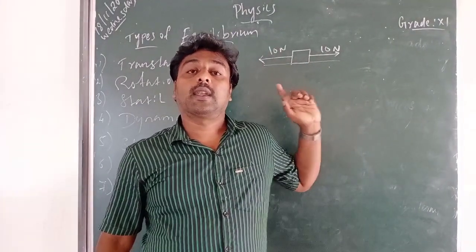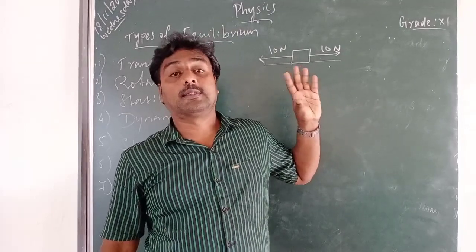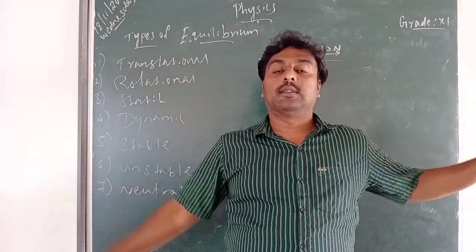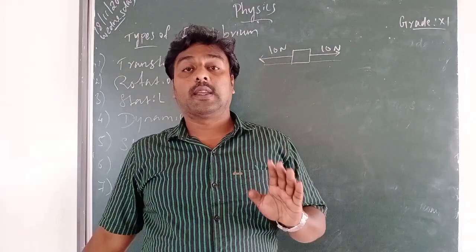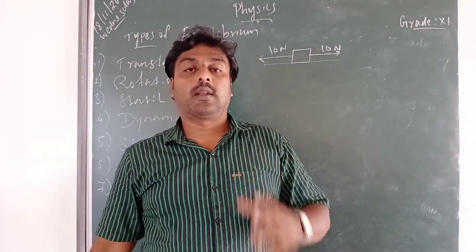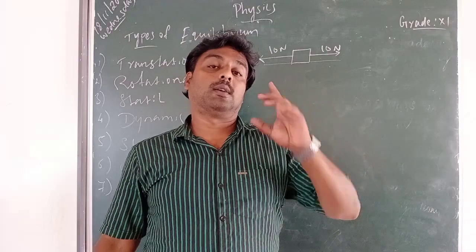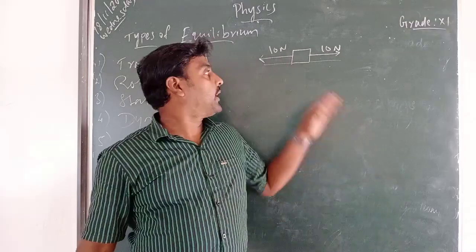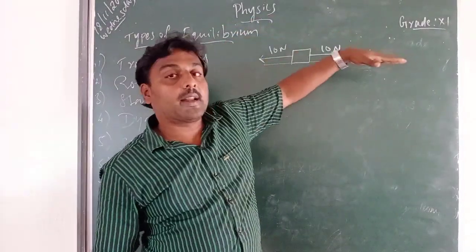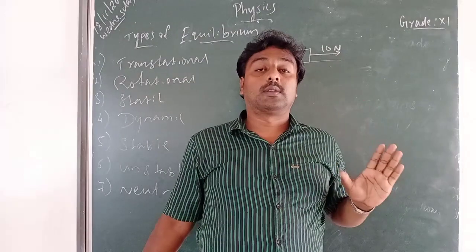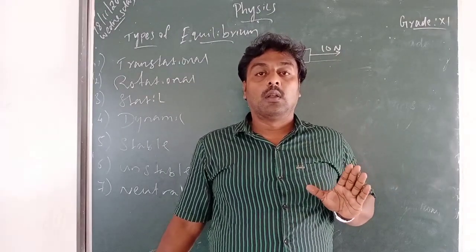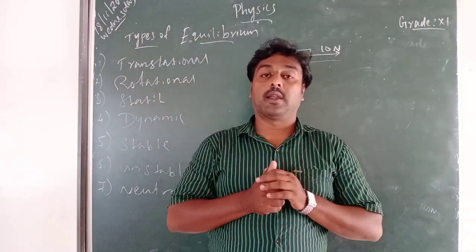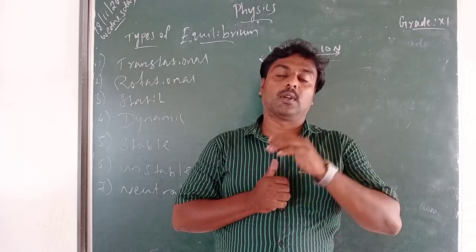Because the forces are acting in opposite directions and the magnitude of the force is the same, when we take the net force, you will get 0. That is the first one, translational equilibrium. The linear momentum is constant. The motion in this direction and this direction is constant only. So the net force is also 0.